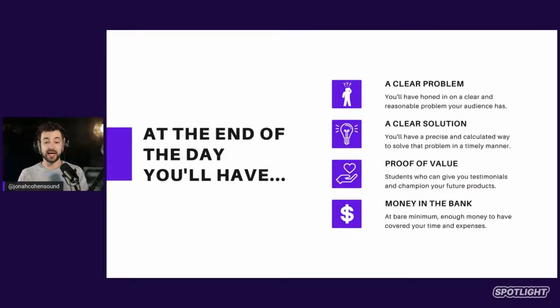So at the end of the day, you should have a clear problem. If there was any lack of clarity at the beginning of this initial group of students and you helping them through the transformation, you should now know exactly what that problem was. It should be a clear problem, a reasonable problem that your audience has. You should also end up with a clear solution. You'll have a precise and calculated way to solve that problem in a timely manner. You will, because you will work with these students until you have solved that problem. And once you have, you'll know how long that takes. You'll know the roadblocks.